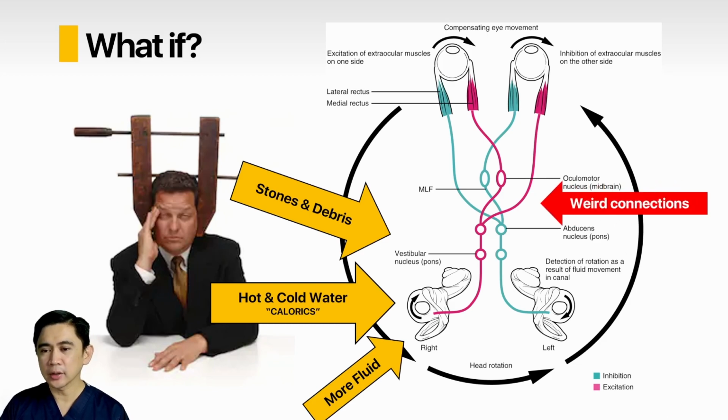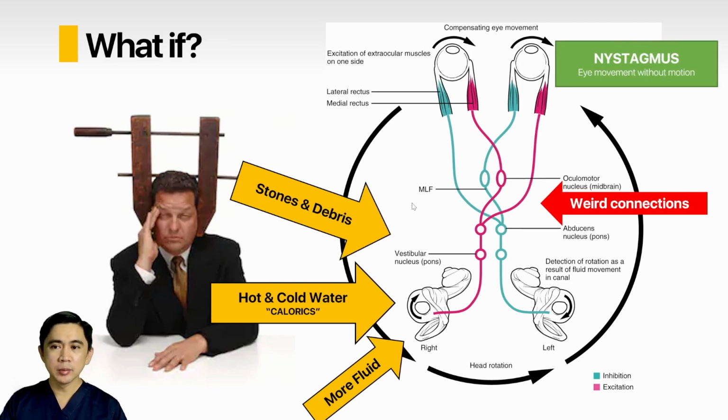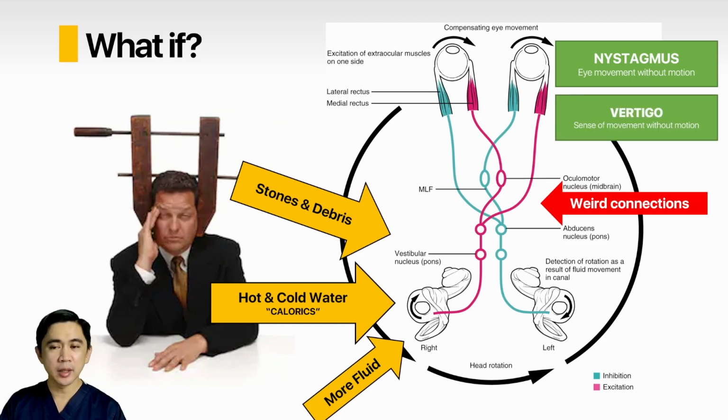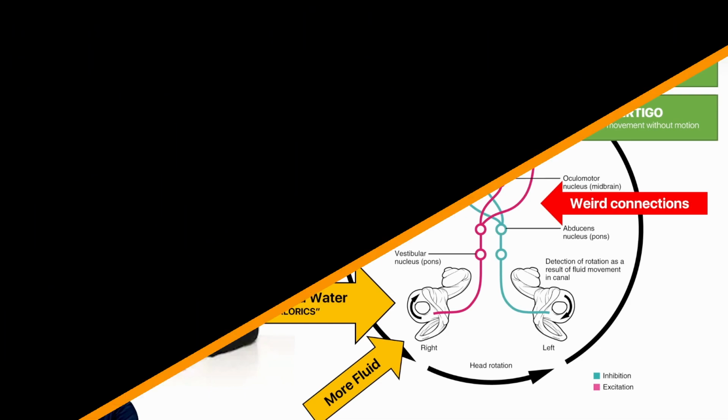There are other factors like problems in the central system. This will also move the eye without moving the head. And eye movement without motion is what we call nystagmus. And a sense of movement without head motion is what we call vertigo. And all of this actually will try to explain what dizziness is all about.